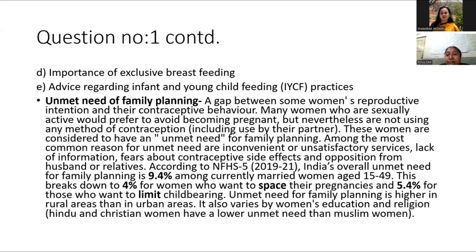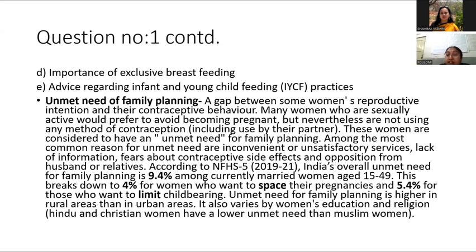Now, coming to unmet need of family planning. What is unmet need? A gap between some women's reproductive intention and their contraceptive behavior. Many women who are sexually active prefer to avoid becoming pregnant, but nevertheless are not using any method of contraception, including by their partners. These women are considered to have an unmet need. Among the most common reasons for unmet need are inconvenient or unsatisfactory services, lack of information, fear about contraceptive side effects, and opposition from husband or relatives.